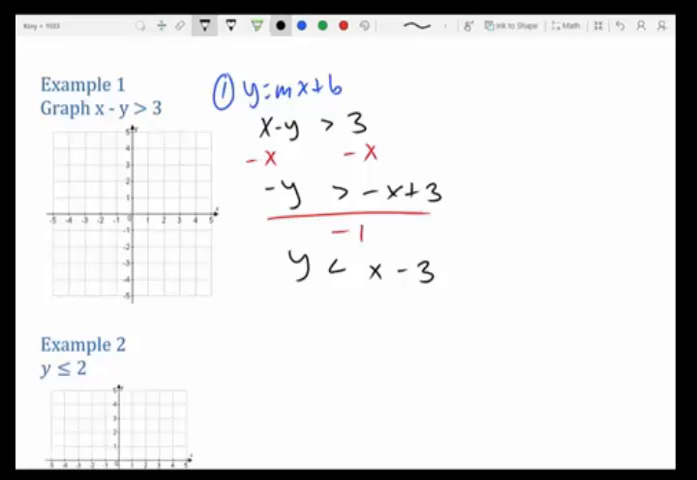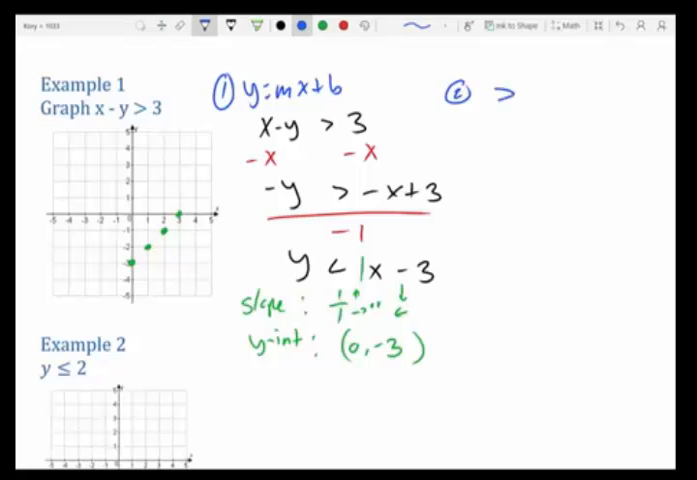Just like before when we were graphing lines, we need to find the slope and the y-intercept. The slope, there's that imaginary 1, so it's 1 over 1. We can go up and right or down and left, and our y-intercept is (0, negative 3). So let's plot these. We have (0, negative 3), and we use our slope to go up 1, right 1, up 1, right 1, and so on. Now our second step: is it going to be dotted or solid? Since we have just the inequality sign with no line underneath, it's going to be dotted.